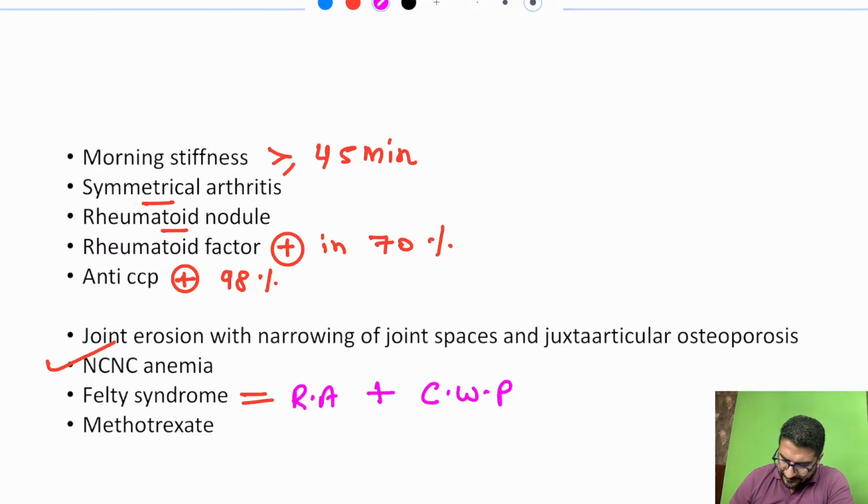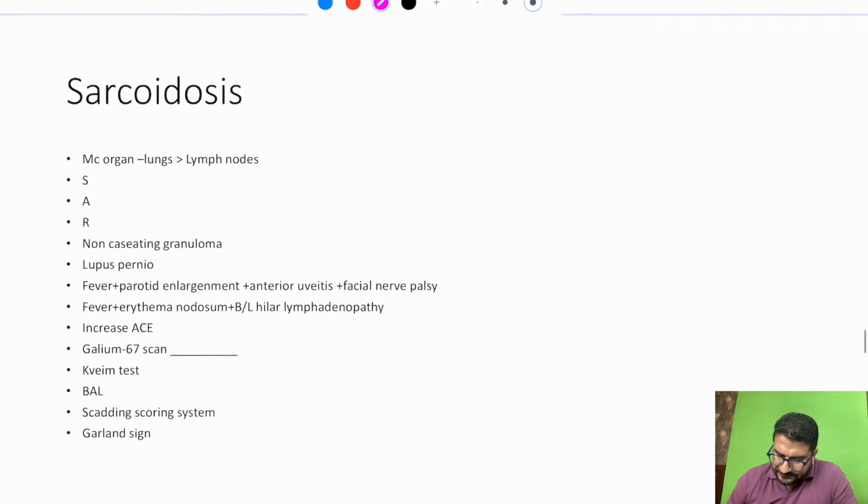And now we start treatment with methotrexate, and the starting dose is 7.5 to 15 mg once in a week. Methotrexate को हफ्ते में एक बार देते हैं, डेली नहीं देते, because it's a very toxic drug.